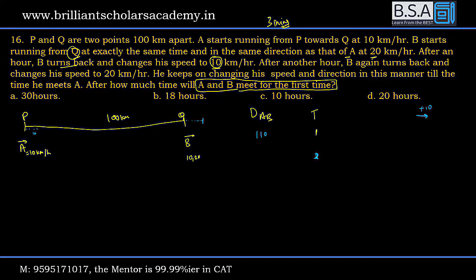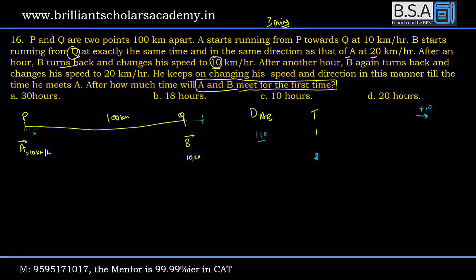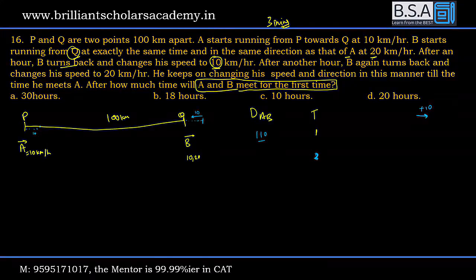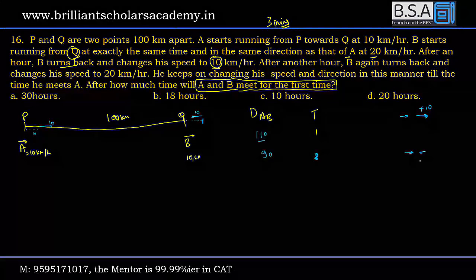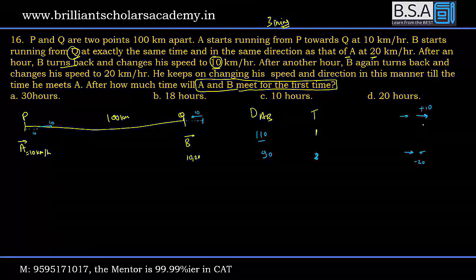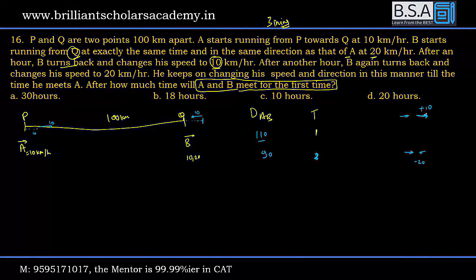Now in the second hour, how much gap is there between them right now? 110. B is traveling 10 kilometers to the side of A, and A is traveling 10 kilometers to the right side. So it reduces by 20 kilometers, distance becomes 90. Listen carefully. Whenever they are approaching each other, the distance will decrease by 20. Whenever they are going in the same direction, the distance increases by 20. Why? B is traveling 20 kilometers, A is traveling 10 kilometers.